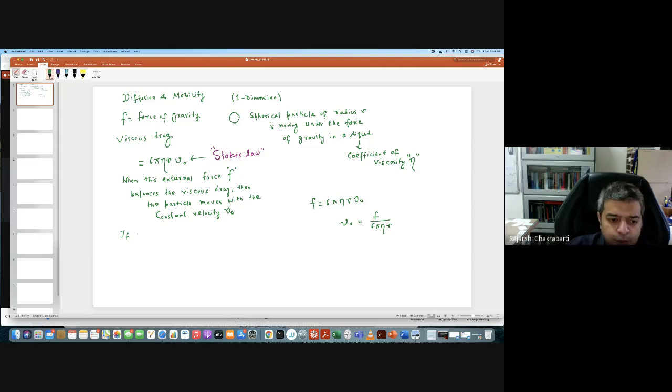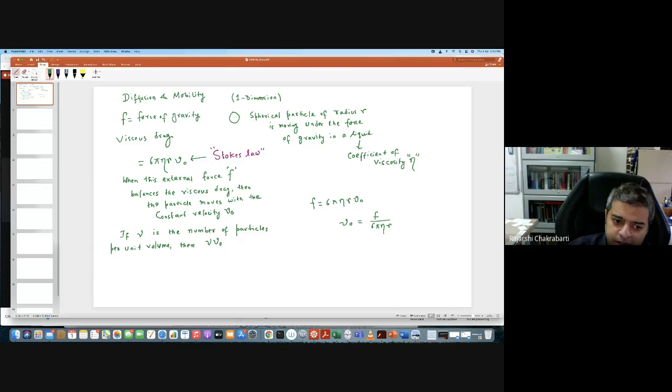Now if nu is the number of particles per unit volume, I can think of many particles, each of them executing this random walk. If I multiply nu with V0, V0 is displacement divided by time. So V0 by volume is something like area divided by time, isn't it? Number of particles per unit area per unit time. Is it clear?